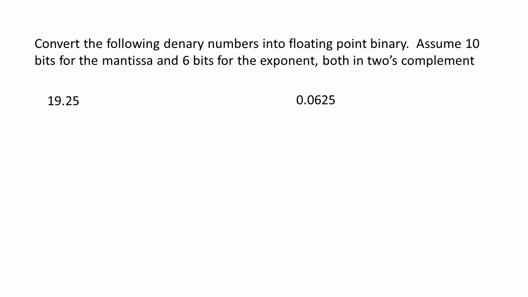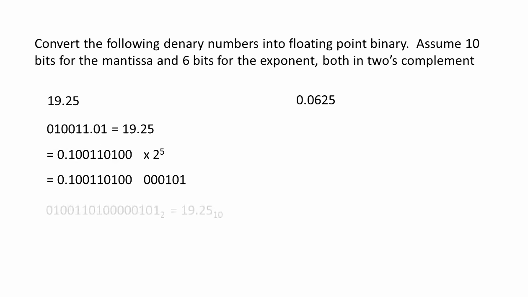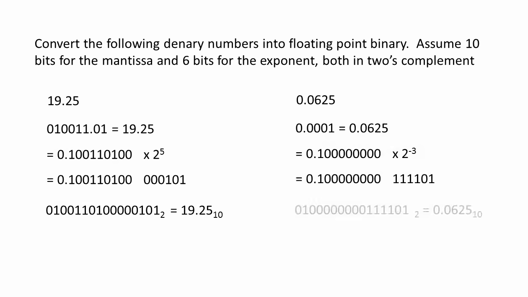Here's a couple more for you to try. This time you're being asked to represent these denary values using 10 bits for the mantissa and 6 bits for the exponent. The method is exactly the same. And here are the solutions. Notice again that they both start with a 0 followed immediately by a 1.